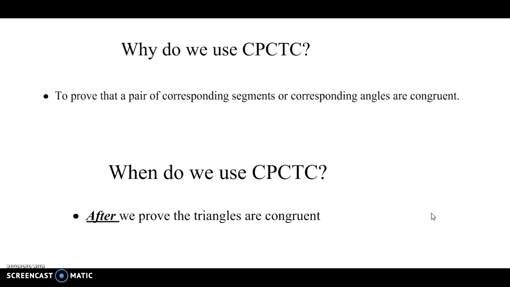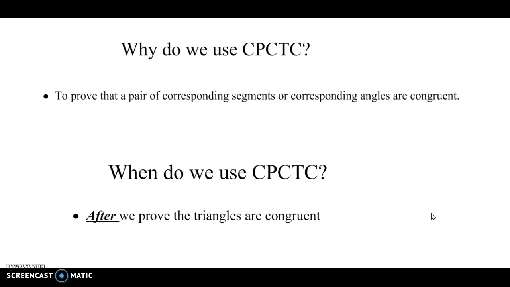So ultimately in a proof, you'll see the step right before you use CPCTC will be a triangle congruence statement. So it'll be like this triangle is congruent to that triangle, and you'll use side, side, side, or side, angle, side, or angle, side, angle, or angle, angle, side, or HL. And then directly after that, you would say that either a pair of sides or a pair of angles are congruent, and your reason would be CPCTC.